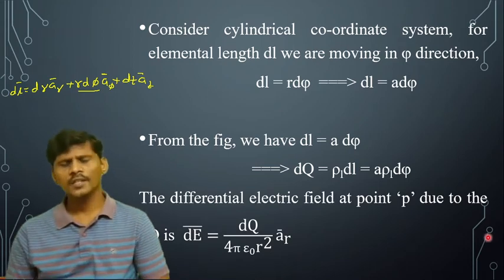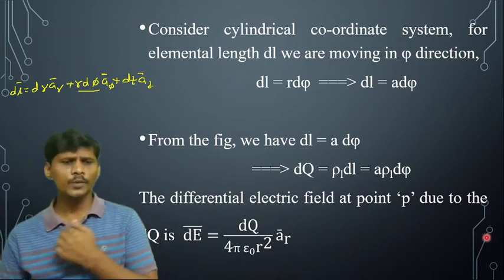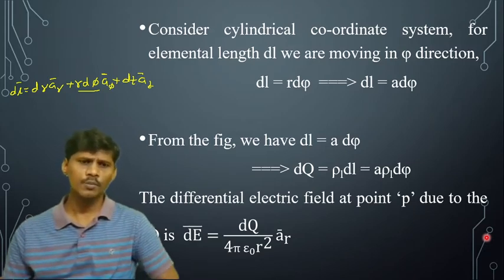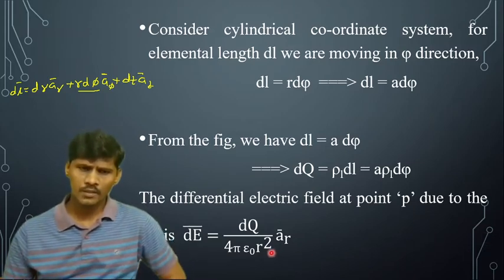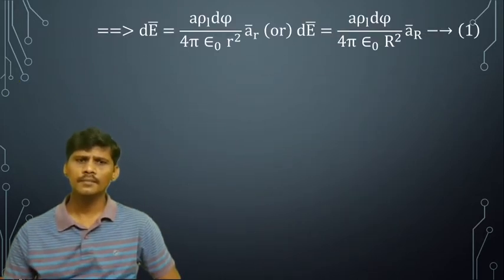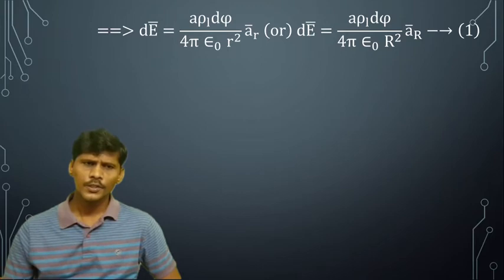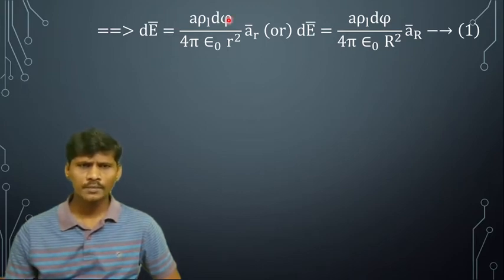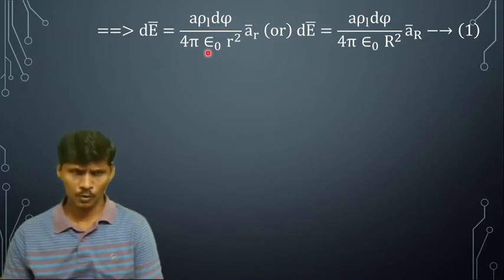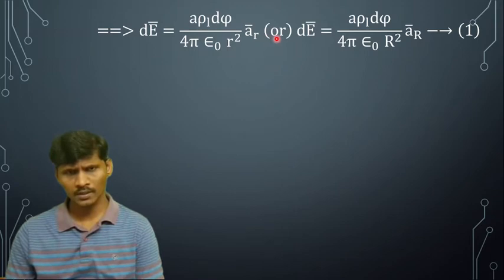The differential electric field intensity at a point P due to the differential charge dq is dE bar equal to dq by 4 pi epsilon naught r square into ar bar. So dq is rho l into d phi, and substitute that value into the above equation. We get dE bar equal to rho l d phi by 4 pi epsilon naught r square into ar bar.